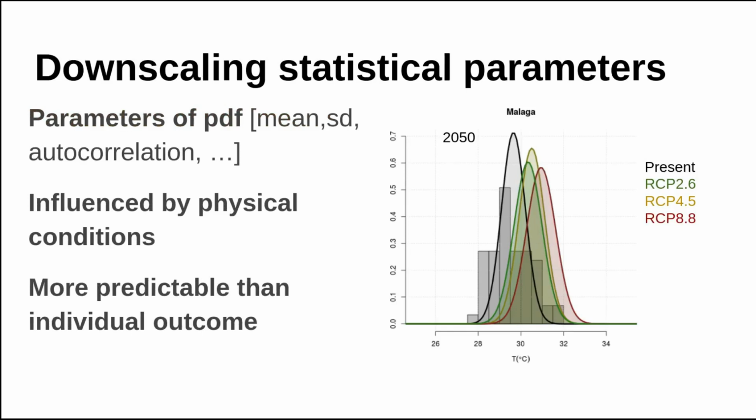So this slide shows some probability density functions for Malaga. So this is a temperature, it's called a PDF. And for the temperature, which is close to normally distributed, then we have two parameters, the mean and the standard deviation. But we can also talk about probability distributions in terms of other types of characteristics, for instance, in time, where we have the autocorrelation, or we can have different types of PDFs, like, say, the gamma distribution for the rainfall. The important thing is that these statistical characteristics are influenced by the physical conditions of the system. And the statistical characteristics are often more predictable than the individual outcomes, and often we get more robust results as well.